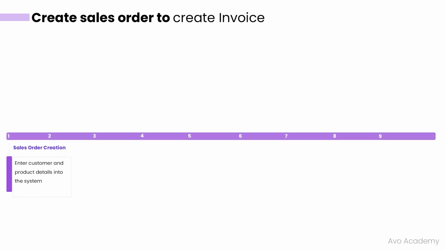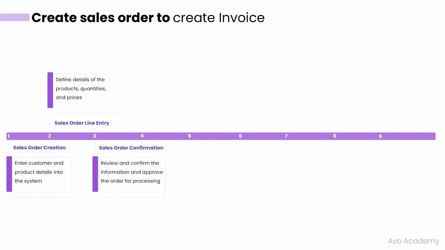It starts with sales order creation by entering customer details into the system. The second step is sales order line entry, where the details of the products, quantities, and prices are defined. The third step is sales order confirmation, where the order gets reviewed and confirmed after all the information is validated for further approval of the order for processing.